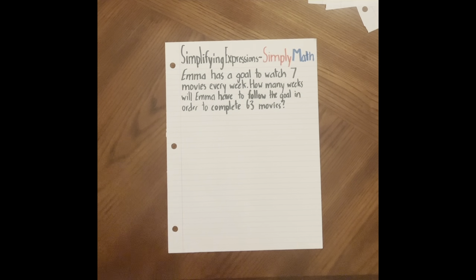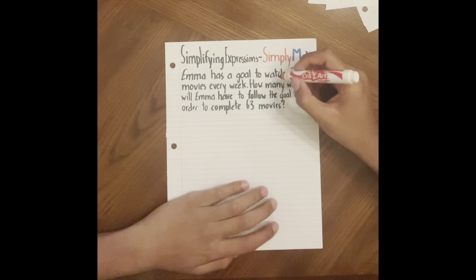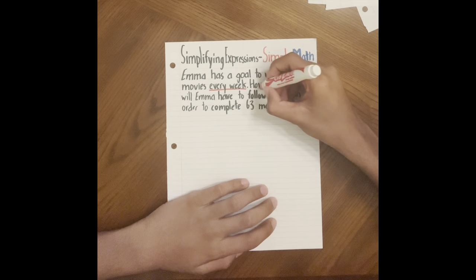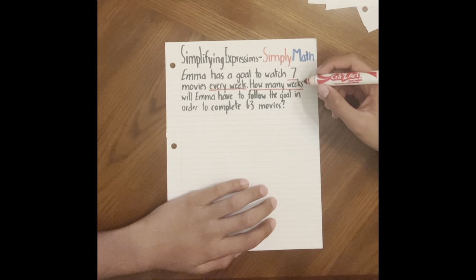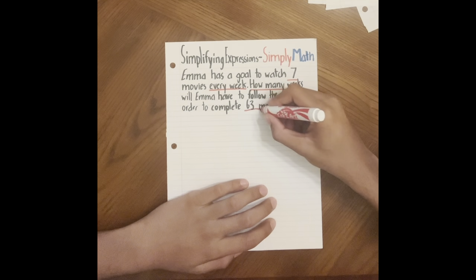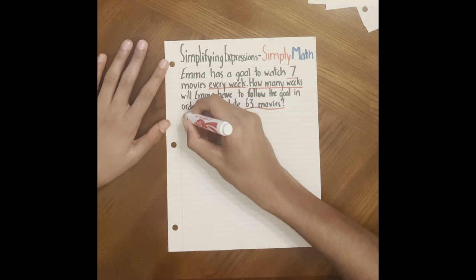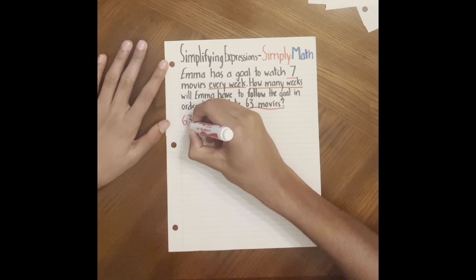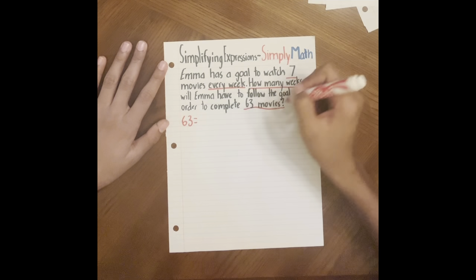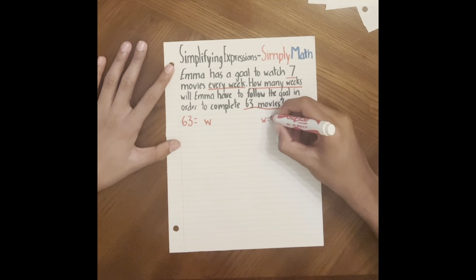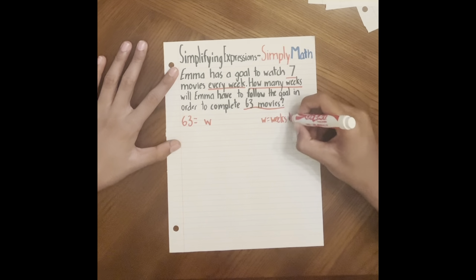Now we have Emma and her movies. So, Emma has the goal to watch 7 movies every week. That's quite an interesting goal, but let's underline this over here, right? And so, how many weeks will Emma have to follow the goal to complete 63 movies? So, let's set up an equation. First, we're going to have that 63, the amount of movies, is 7 times the amount of weeks that she follows the goal. And over here, W is the amount of weeks.